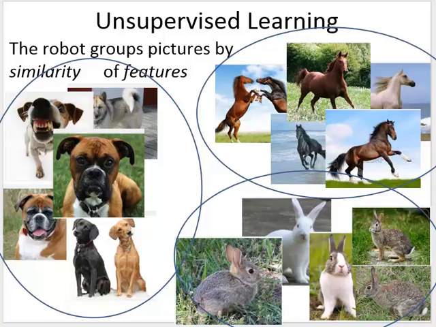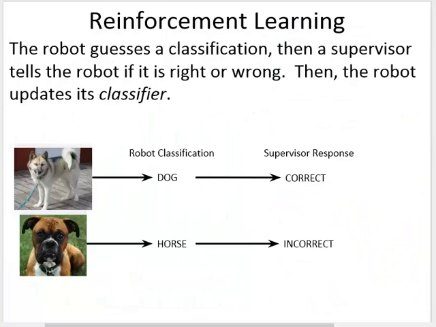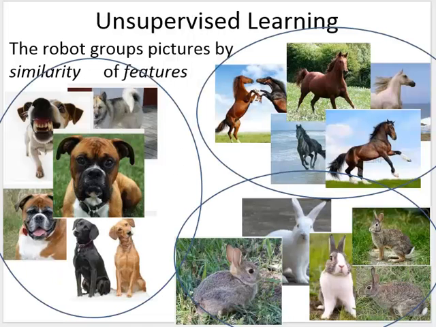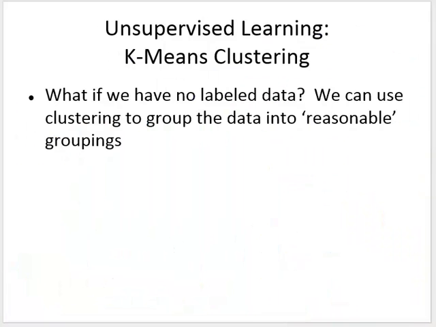In the last video, we looked at supervised learning. In this video, we're going to look at the other two types of learning, unsupervised, shown here, and reinforcement learning, shown here. Reinforcement learning involves a supervisor that can only tell the robot whether it is right or wrong. Unsupervised learning does not involve a supervisor at all.